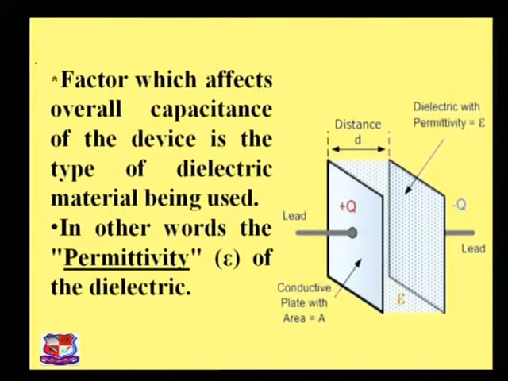It's nothing but the dielectric material between these two conducting plates, and it is also known as the permittivity of the capacitor. So in other words, the dielectric material used determines the permittivity epsilon of the capacitor. It is one of the most important parameters of the capacitor to know.